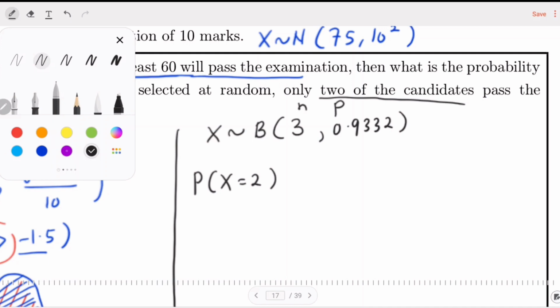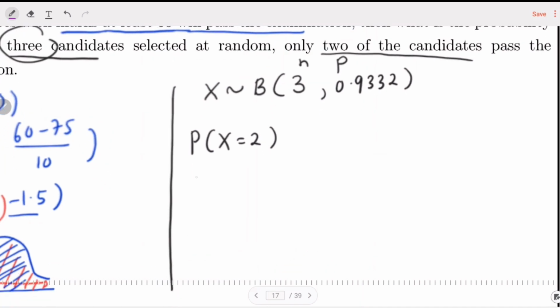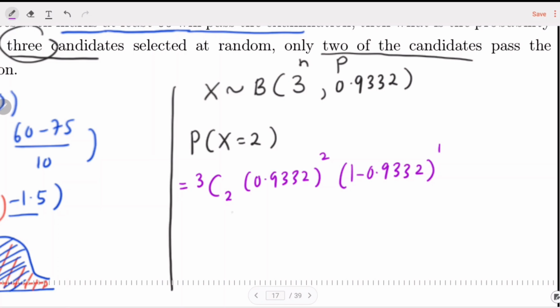And then as usual, as we already learned earlier, to find the probability that X equals 2 for the binomial distribution, we can just use the formula nCx p to the power of x q to the power of n minus x, which is 3C2 p to the power of x, and then q, which is 1 minus 0.9332, to the power of 3 minus 2, which is 1. Calculate, and you get the answer 0.1745.